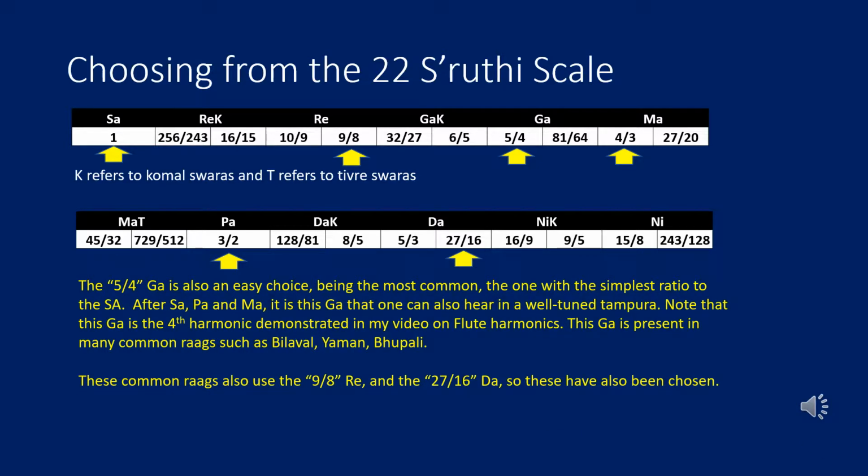The 5/4 ga is also an easy choice for your shuddh ga because this is the most common, the one with the simplest ratio to the sa. After sa, pa, and ma, it is this ga that one can also hear in a well-tuned tambura if you pay very close attention. Note that this ga is the fourth harmonic demonstrated in my video on flute harmonics. This ga is present in many common ragas such as Bilawal, Yaman, Bhupali. These common ragas also use the 9/8 re and the 27/16 dha. So these have also been used for the shuddh re and shuddh dha.